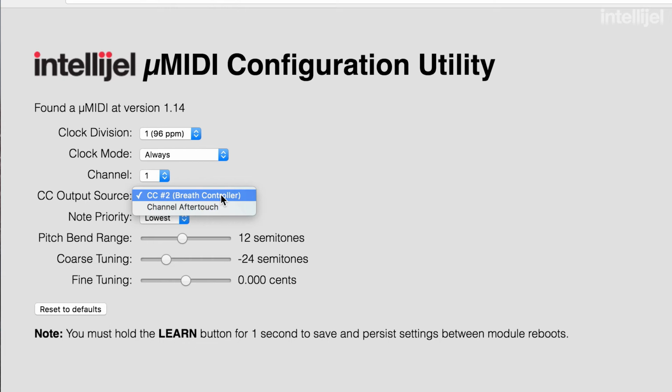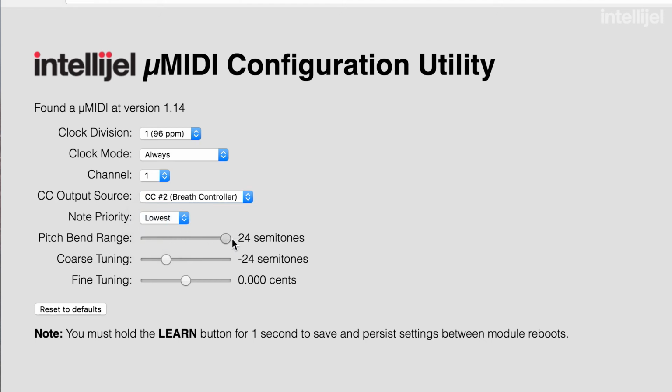This can either be configured to breath control, which is continuous control number 2, or channel aftertouch. Note priority determines how the MicroMIDI will interpret overlapping polyphonic notes into monophonic control voltage for the pitch output. Lowest means that if multiple keys are held down, the MicroMIDI will only play the lowest note. Highest will ignore all but the highest note, while last will prioritize the most recently played note.